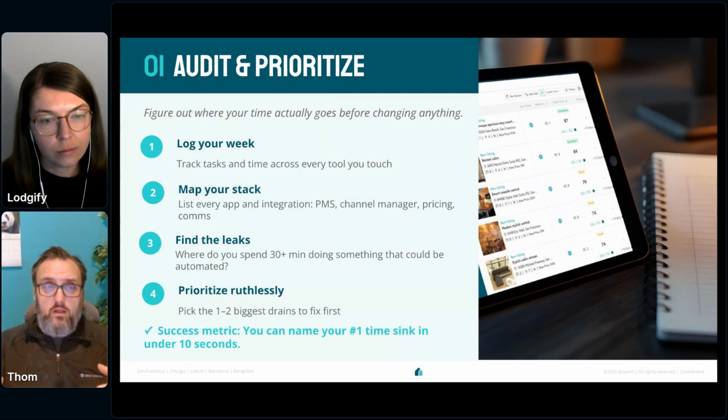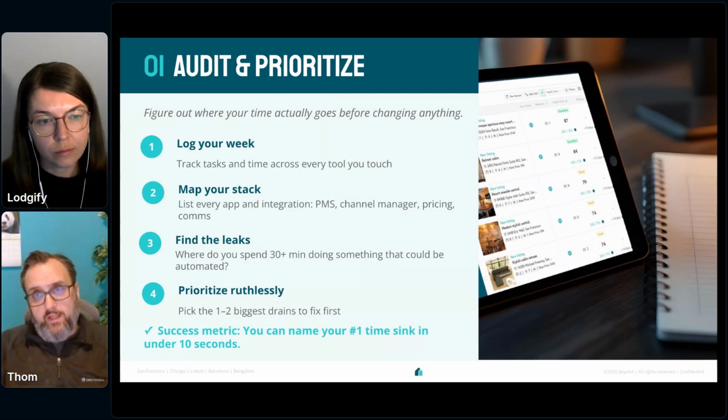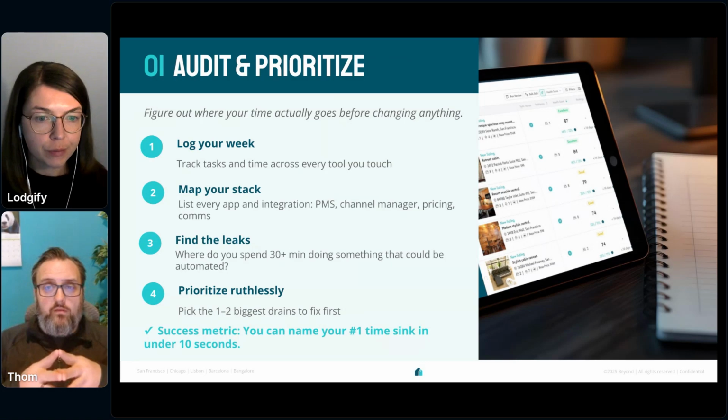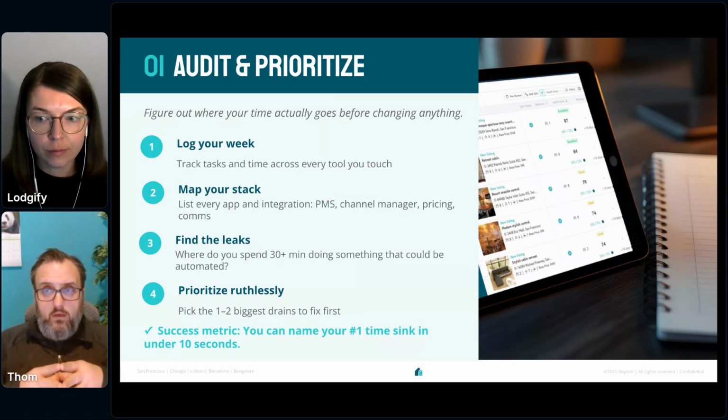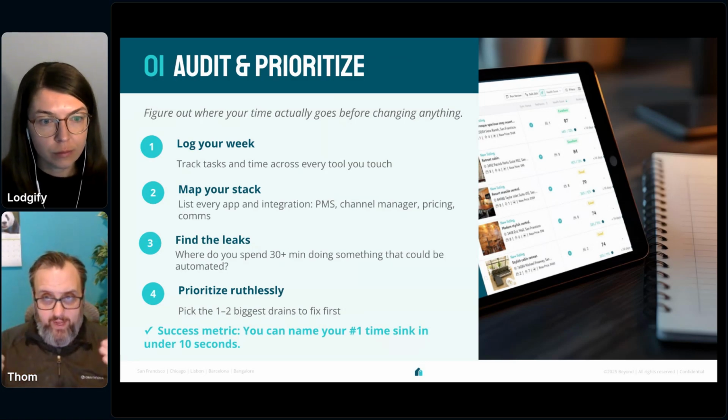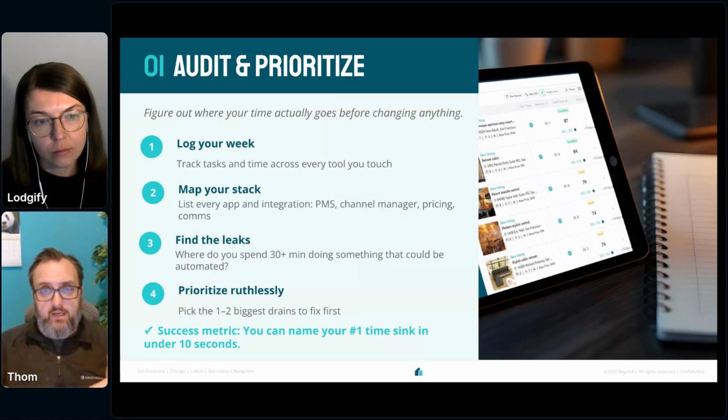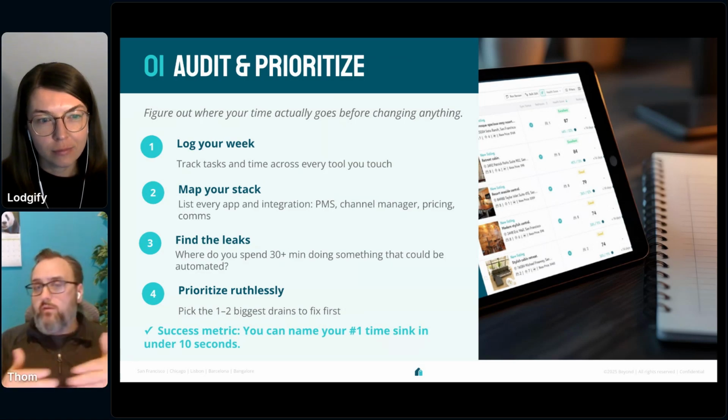Fourth, you've got to prioritize ruthlessly. You don't fix everything at once. So what we're going to do is look at how to pick the 1 or 2 biggest drains and solve for those first. Everything else can wait. So here's how this phase works. You're going to get all of the data you can. You're going to name your single biggest time sink in under 10 seconds without thinking about it. If you can't, do the full audit.